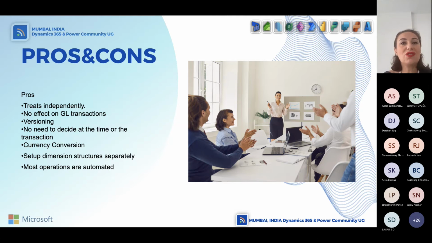You can set up dimension structures separately, even if one account has, for example, more than 3-4 dimensions, for example, product, cost center, employee, license plate, and etc. It doesn't matter. If your versioning needs just 2 of them, like product and the cost center, in this module, you can just use 2 of them. You don't have to use all of the dimensions for reporting purposes if they are not relevant. And most operations are automated. So these are the pros that I can name.